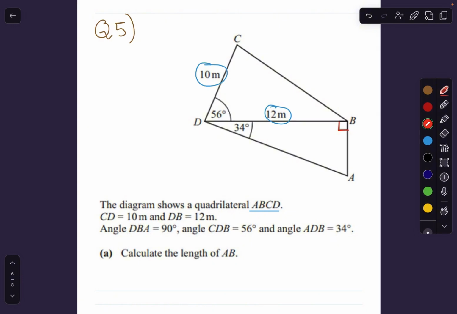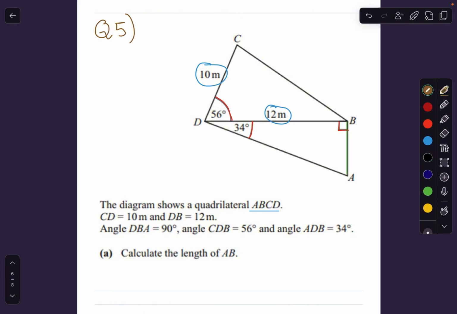We have to get this thing. Now angle CDB is given as 56 degrees. And another angle ADB is 34 degrees. The angles are given. We are calculating the length of AB. We can see the length AB is on this side here. This is the length AB.